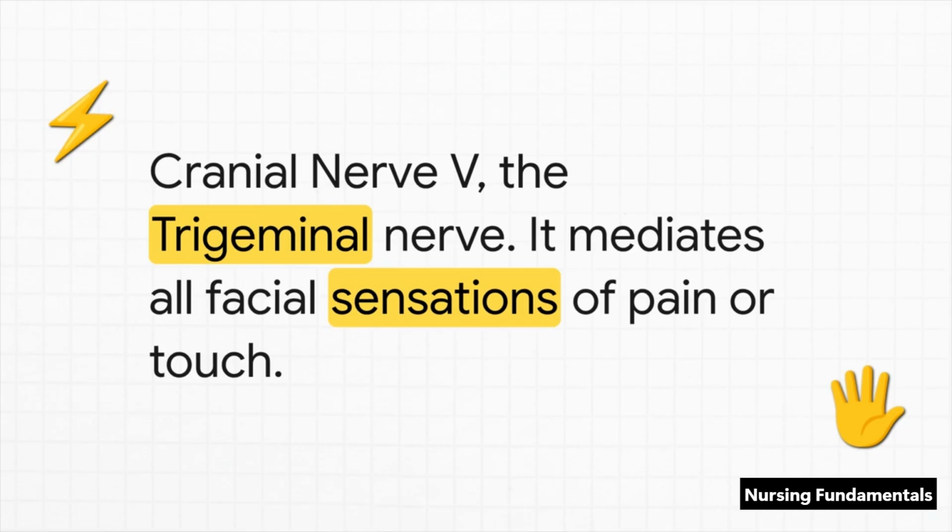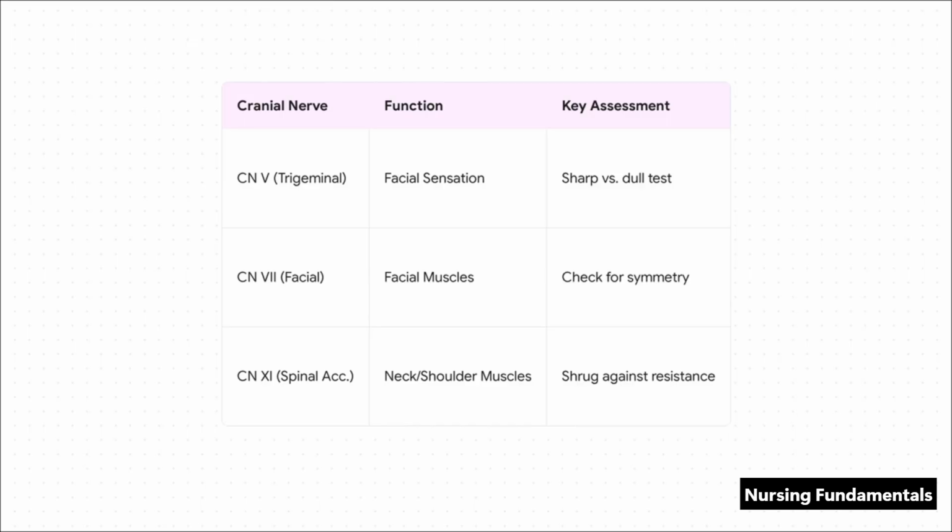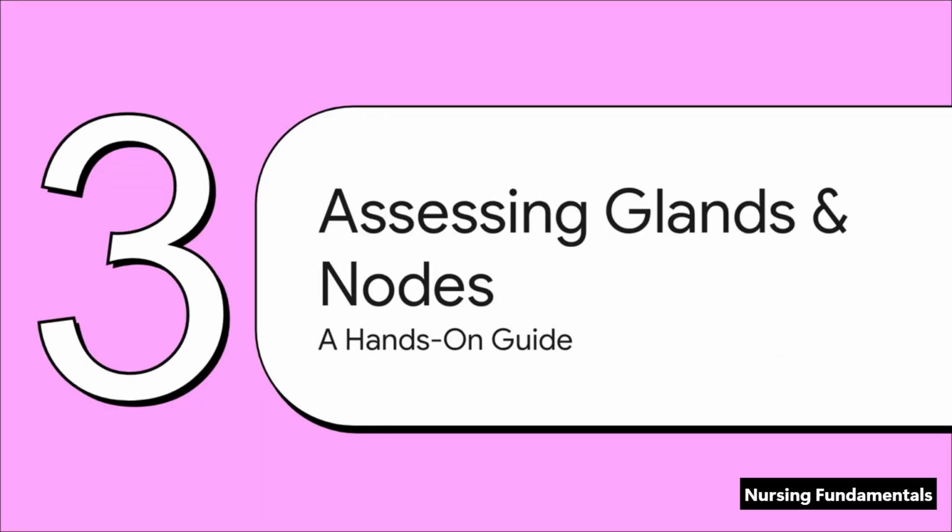That's its job. This chart is your cheat sheet for the most important nerves in this exam, and you can see how the function tells you exactly how to test it. For cranial nerve 7, the facial nerve, it's all about symmetry. Ask them to smile big, frown, lift their eyebrows. Does one side droop or lag behind? And for number 11, the spinal accessory, you're testing those big neck muscles. Just have them shrug their shoulders or turn their head while you provide a little resistance. Easy.